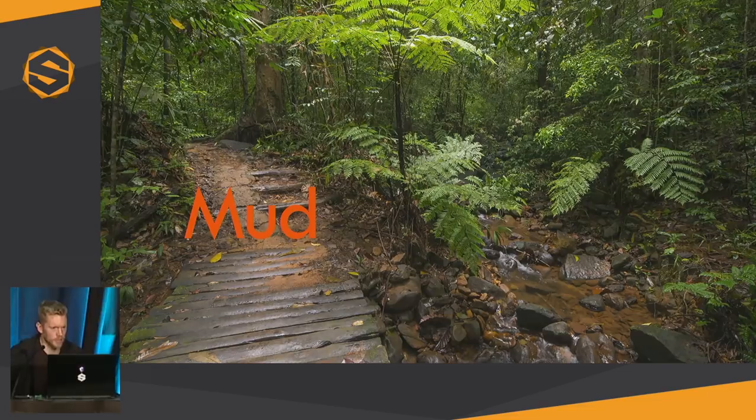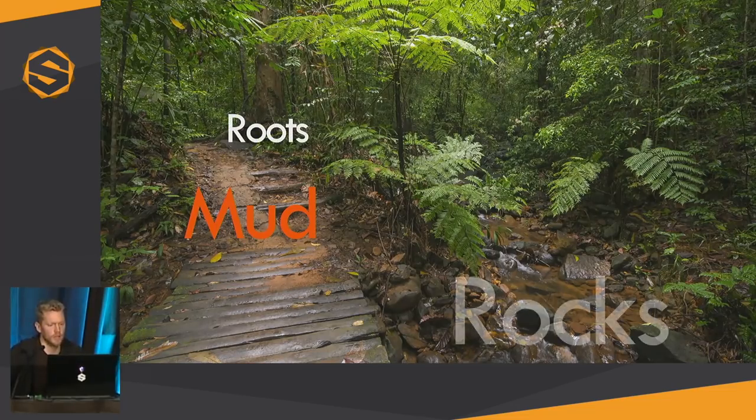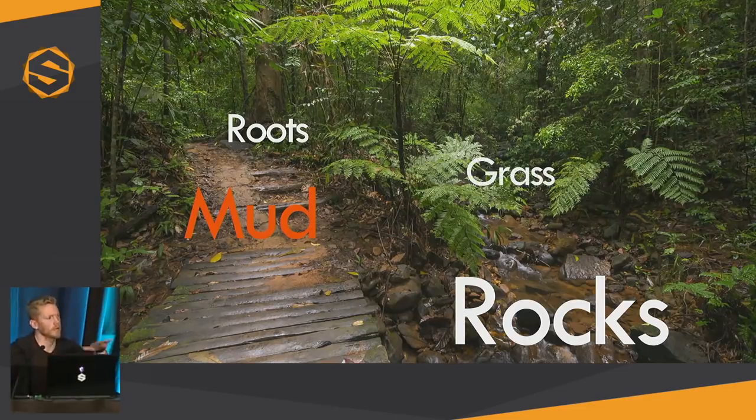So these are my selections: a mud material that you can use for paths or around huts or whatever. A roots material you can use around big trees or on slopes. This rocks or riverbed material you can use in wet areas or around cliffs. And grass or ground cover material you can use in clearings in the jungle. And finally, a leaves material that you can use under any type of vegetation or trees.